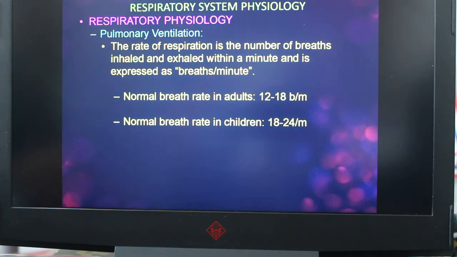The rate of respiration is the number of breaths inhaled and exhaled within a minute, and is expressed as breaths per minute. The normal breath rate in adults is between 12 and 18 breaths per minute, and the normal breath rate in children is 18 to 24 breaths per minute. These numbers are very, very important because in order to say that the breathing of a person is normal or pathologic, the normal values have to be known.